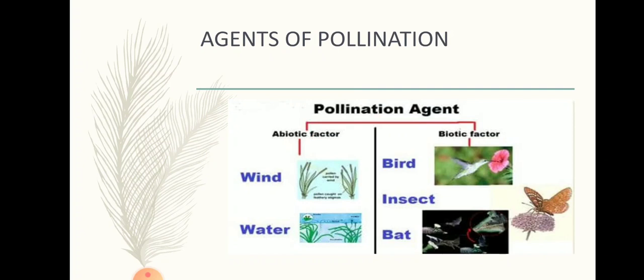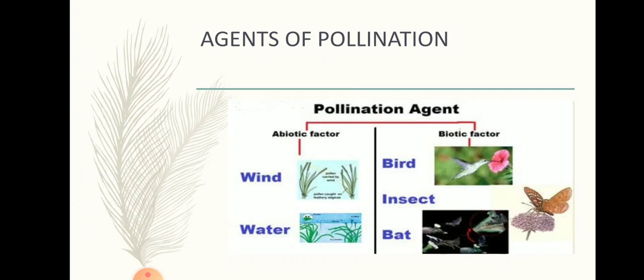Then the next agent is wind, which is an abiotic factor. Wind pollinated flowers must always be light in weight, and they are light in color also, because wind does not understand the brightness of color. The petals are also smaller as compared to insect pollinated flowers, and some plants may not even have petals, but still they will be pollinated by wind. They have a feathery stigma and they produce a large number of lightweight pollen grains which can be easily carried away by the wind. So this is pollination being done by wind.